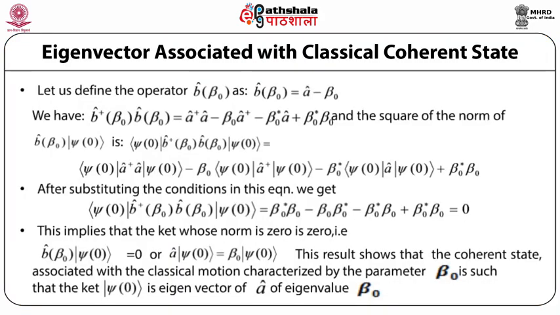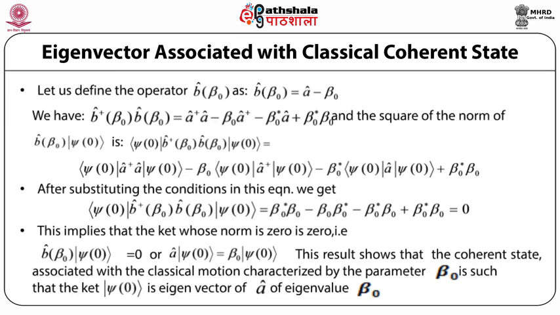In order to see if these conditions are sufficient to normalize the state vector ket ψ0, we consider the coherent states as eigenvectors of the operator A, the eigenvector associated with the classical coherent state. Now, let us define the operator B as a function of β0 as operator B(β0) is equal to operator A minus β0.